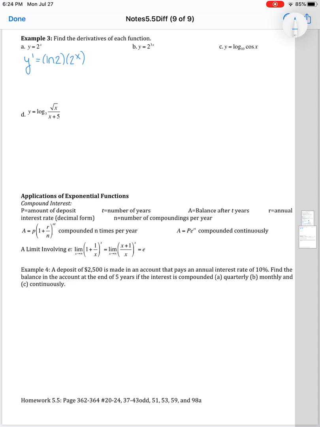All right, so let's try some of these. So we've got y equals 2 raised to the x power. So that's property number 1. So I'm going to do 1: y prime equals ln of a, so that's ln of 2, times a to the x, which is my original problem, which is 2 to the x. And there is nothing else that can be done.